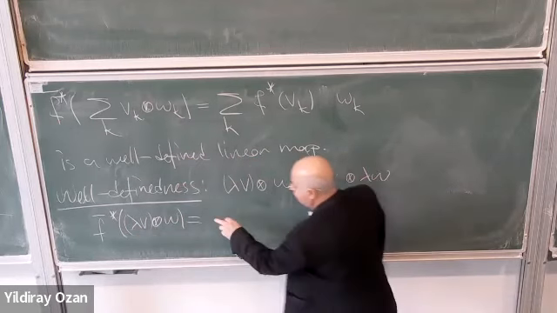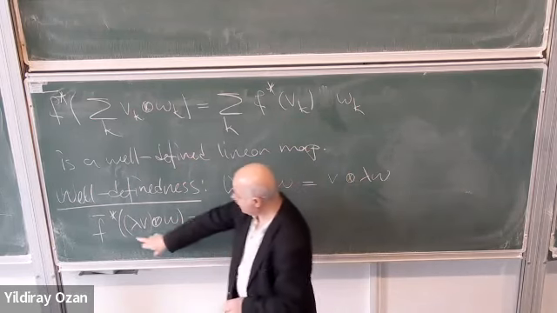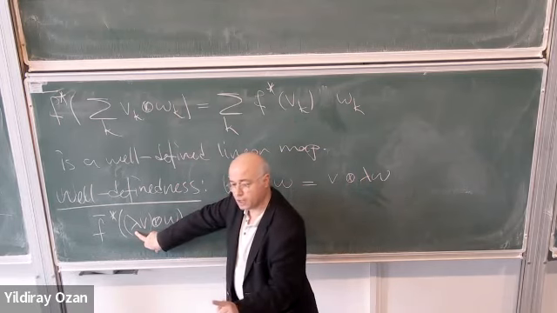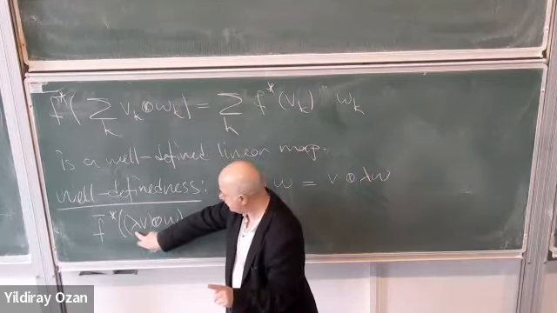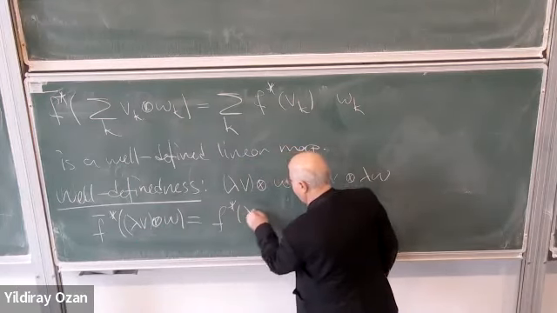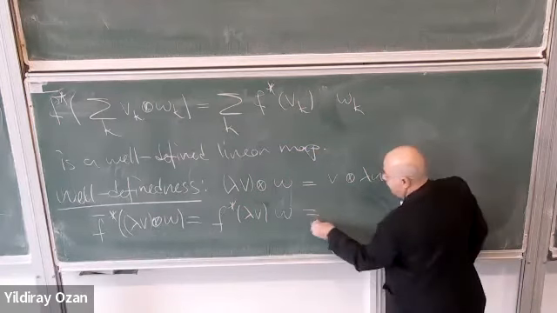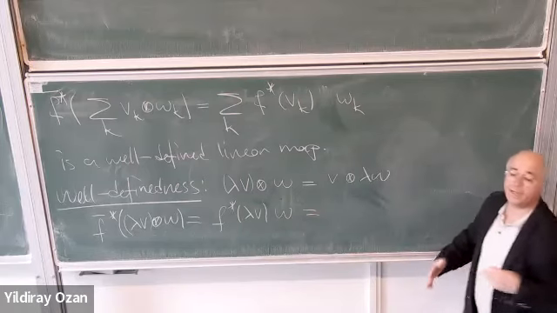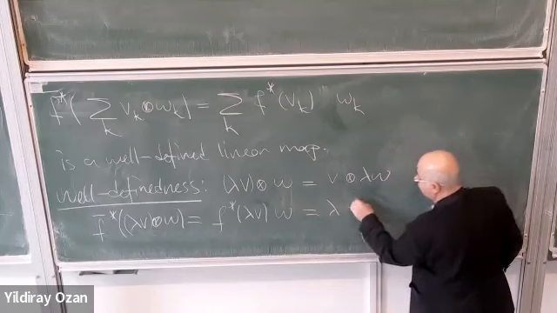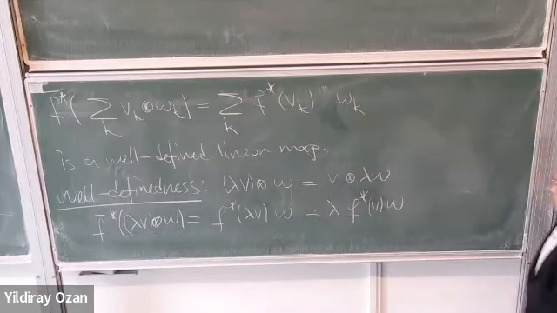Well, what is the value of this? According to my formula, you have to take F star of this vector and then just multiply that scalar with W. So this is F star of lambda V times W. But what is this? F star is already a linear map. Therefore, I can take this constant out. So this is just lambda times F star of V times W.